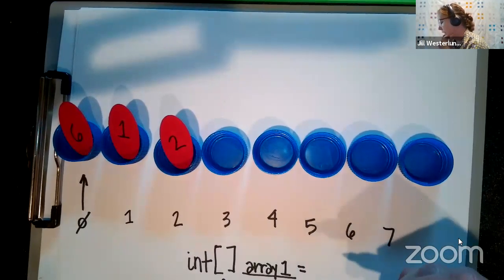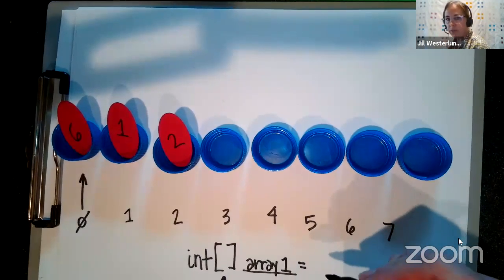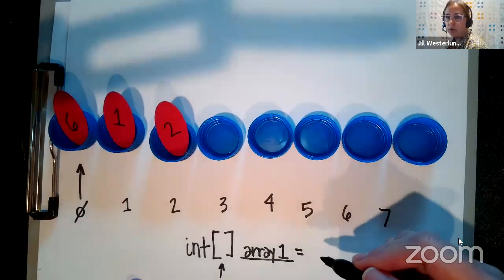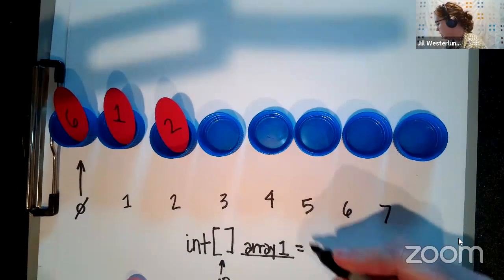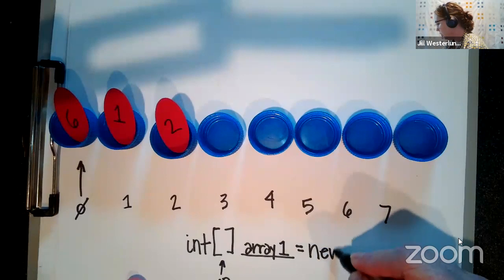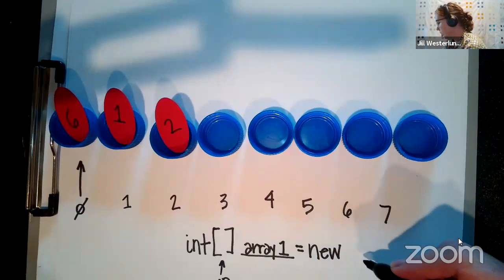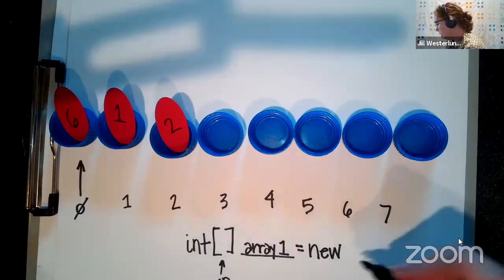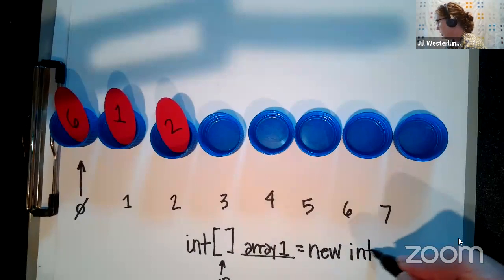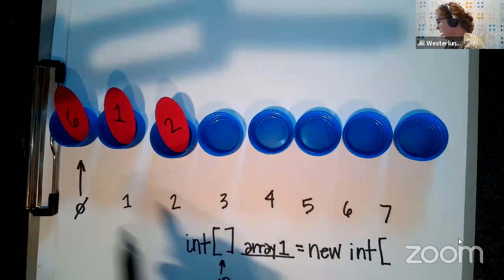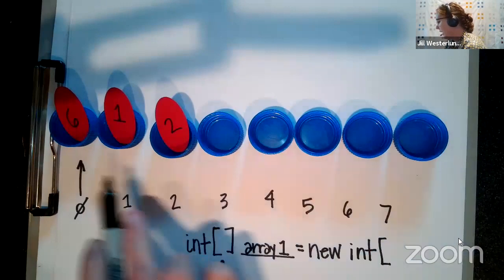And then we're going to say equals, and we have to instantiate it. So what's our keyword that goes with instantiate? It's new. So we want a new, and what do we want? A new thing. We want a new int array. But what size do we want our array?